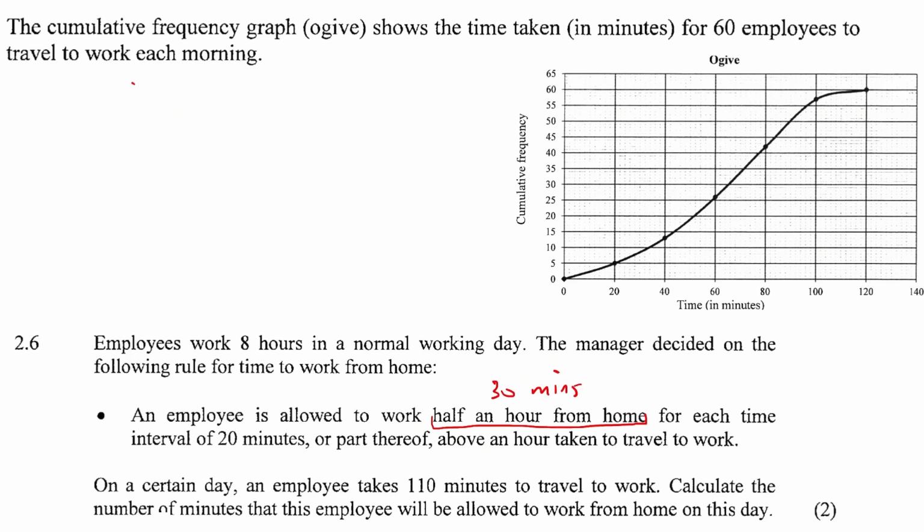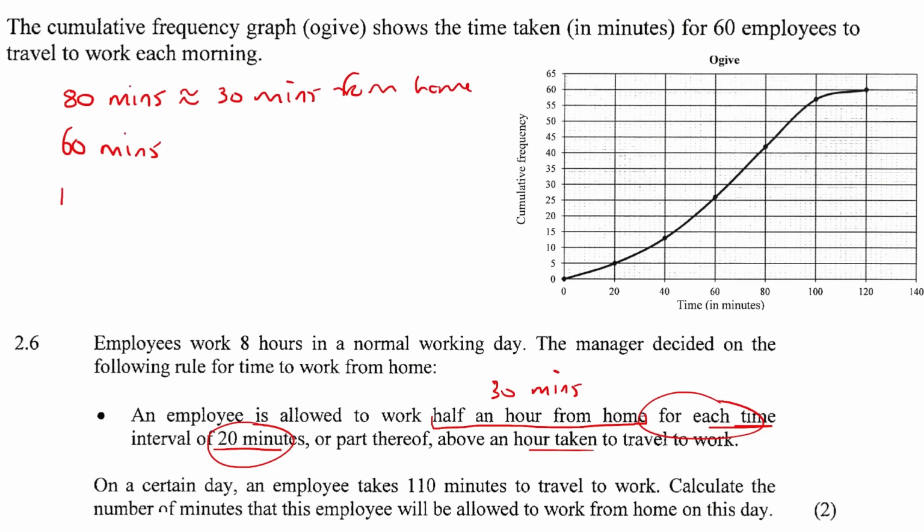So let's say someone takes 80 minutes to travel to work. Then it says an employee is allowed to work half an hour from home for each time interval of 20 minutes that is above 1 hour. So if 1 hour is 60 minutes, then how many extra minutes is 80 minutes? Well, that's 20 minutes extra. So they said that for each time interval of 20 minutes, you will be allowed to work 30 minutes from home. So this person would be allowed to work 30 minutes from home.